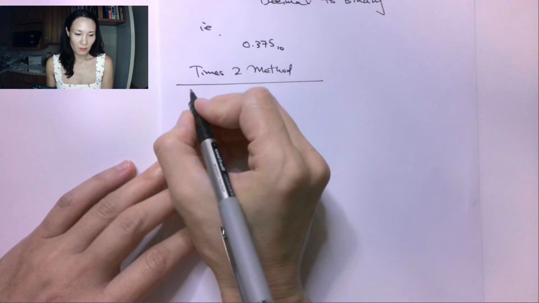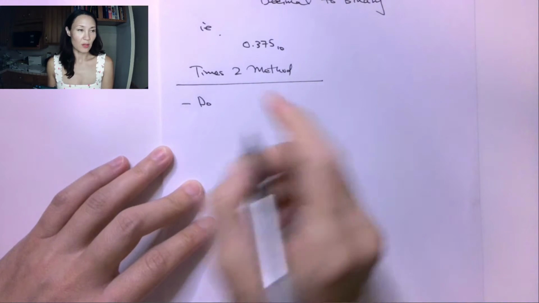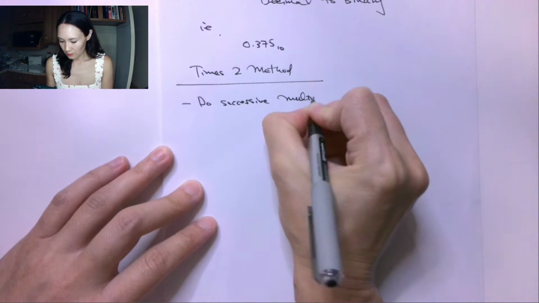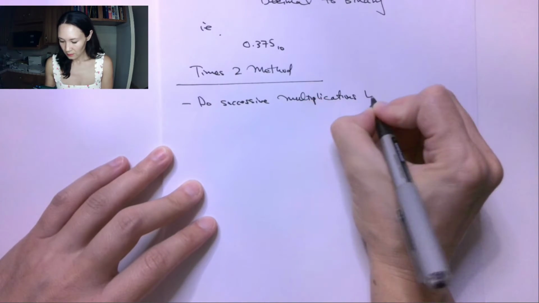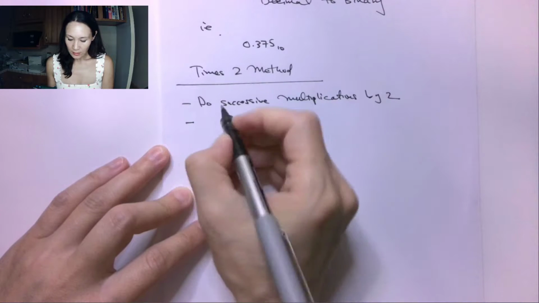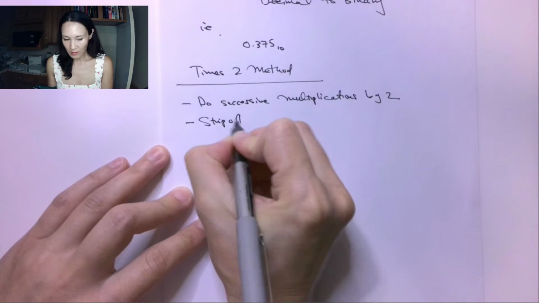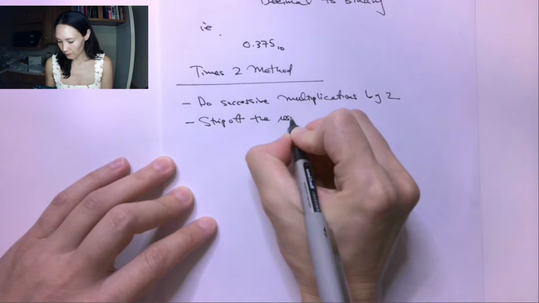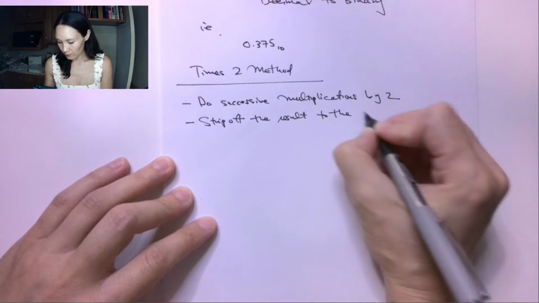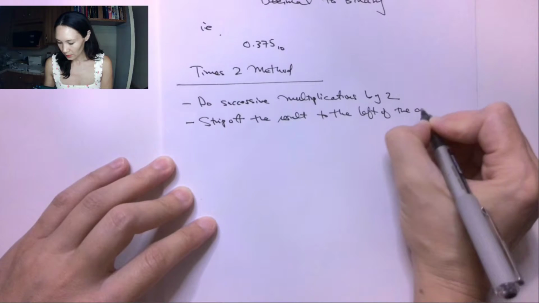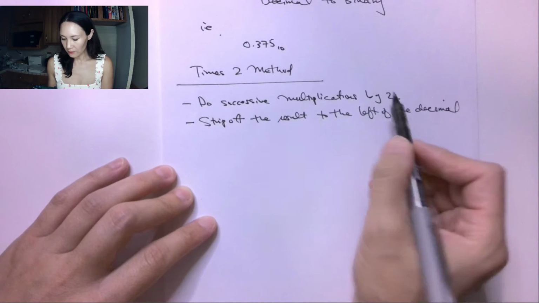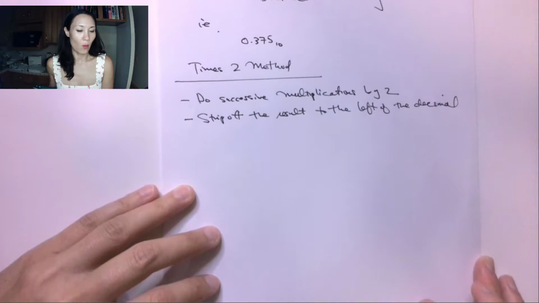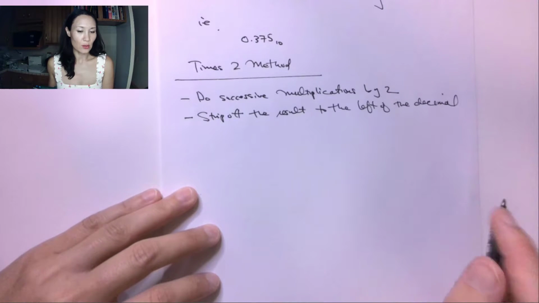And here's the idea. We're going to do successive multiplications by 2. And then we're going to strip off the result to the left of the decimal. The result of taking our number and multiplying by 2, to the left of the decimal, is either going to be a 0 or a 1. We're going to strip that off and we're going to keep it.